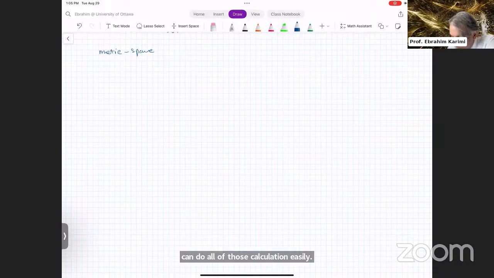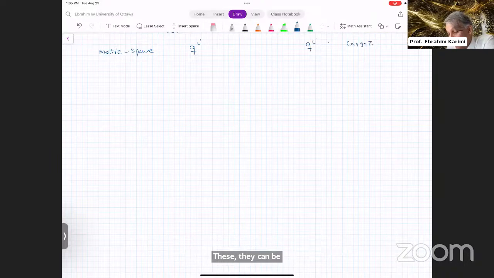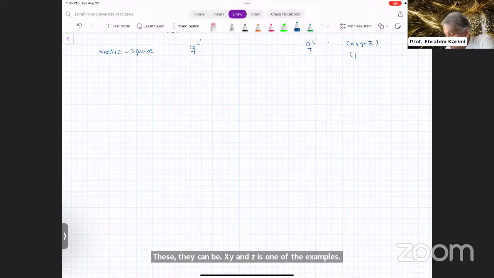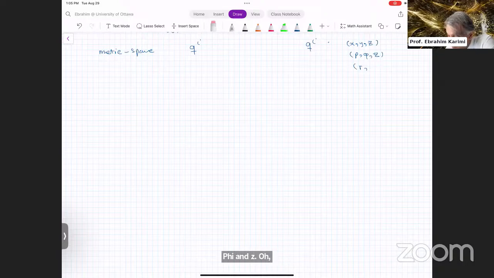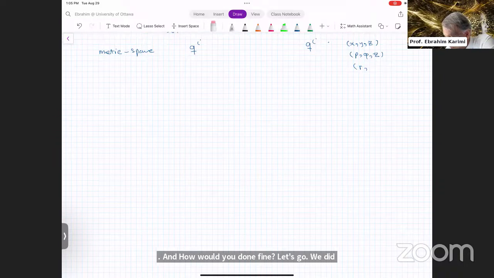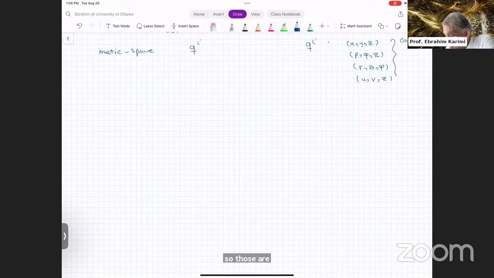So assuming that I'm working with contravariant variables q^i is one of the examples that I have. These contravariant variables can be x, y, and z, as one example. They can be rho, phi, and z. They can be r, phi, and theta, or theta and phi. Or we can have the elliptical coordinates, u, v, and z. So those are the coordinate parameters. It can be any of those.